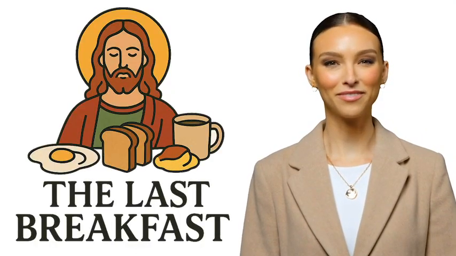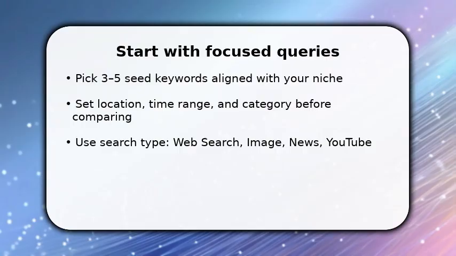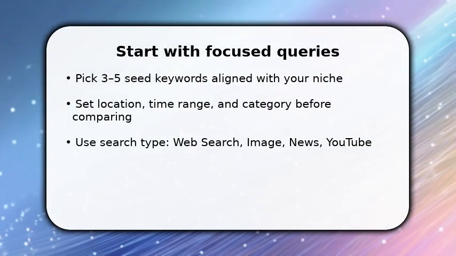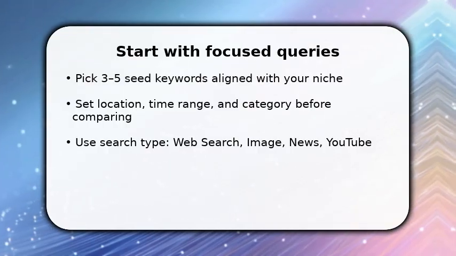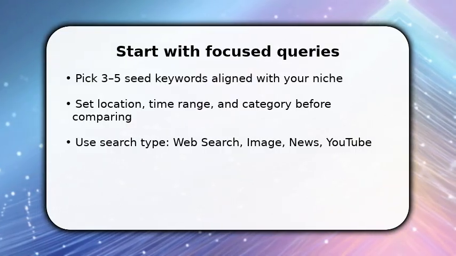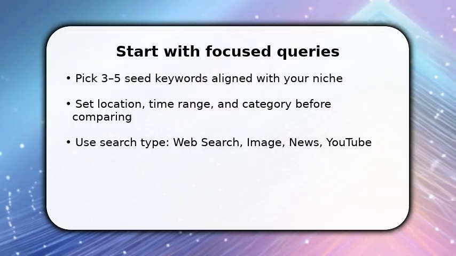Please enjoy the video. You begin by narrowing your goal and seeding Google Trends with focused queries. First, choose 3-5 keywords that match a single topic. This avoids noisy comparisons. Next, set the location and time range so results reflect the market you care about.